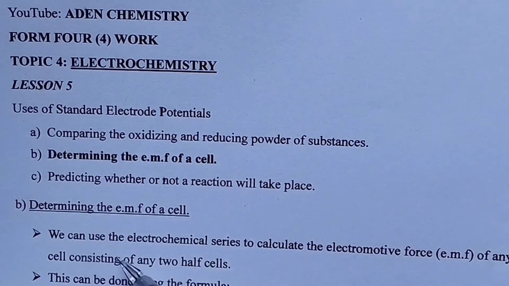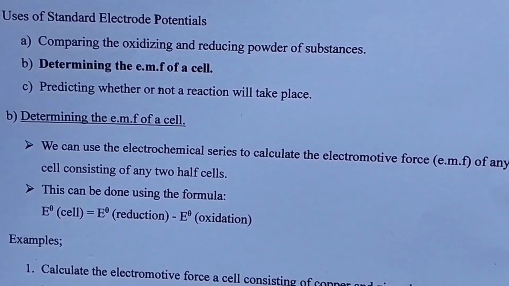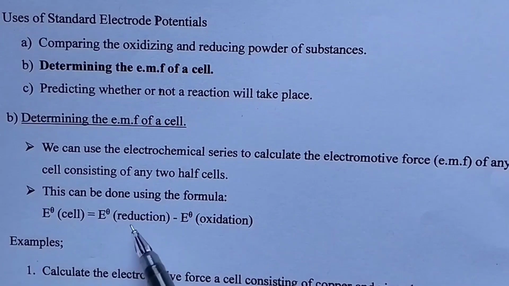So we are saying we can use the electrochemical series to calculate the electromotive force, that's the EMF, of any cell consisting of any two half cells. And we're saying this can be done using the formula. The EMF of a cell is obtained by E reduction minus E oxidation. E reduction is the standard electrode potential value for the substance that undergoes reduction, minus the standard electrode potential value for the substance that undergoes oxidation.